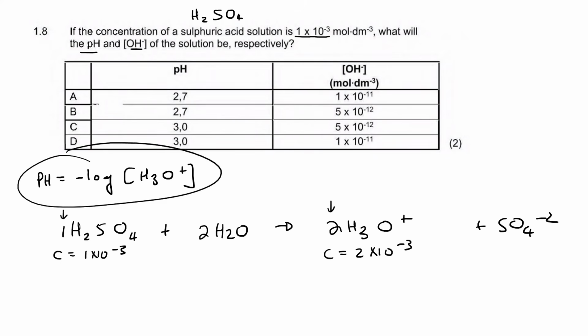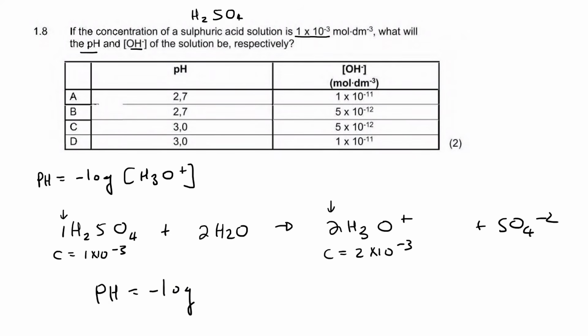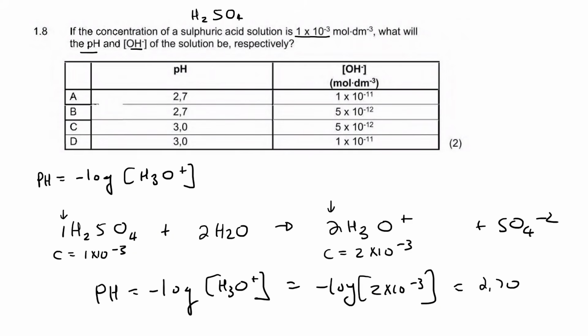So now we can go work out the pH by saying pH is equal to negative log of H3O plus concentration, which is negative log of 2 times 10 to the negative 3. And if we type that in, that'll be 2.70 if we round off. So it's definitely not going to be C and it's not going to be D. So it's one of these.